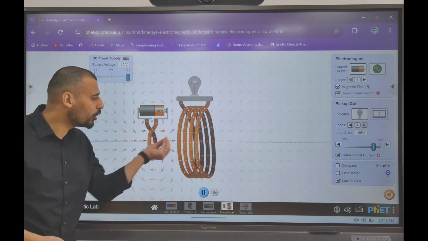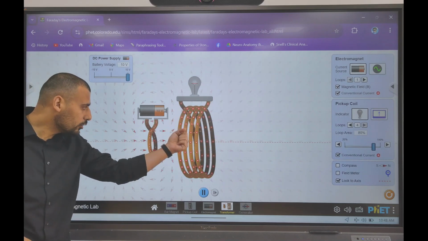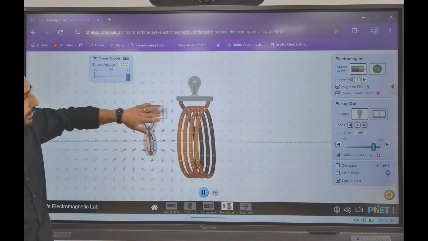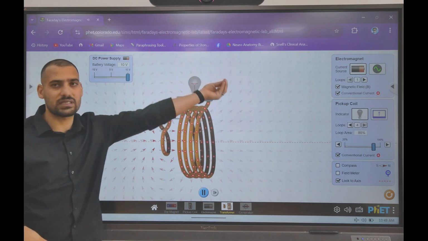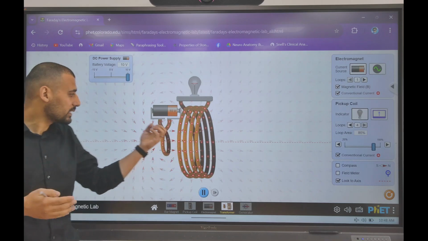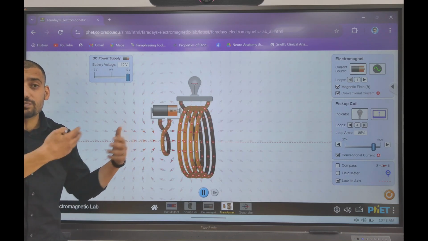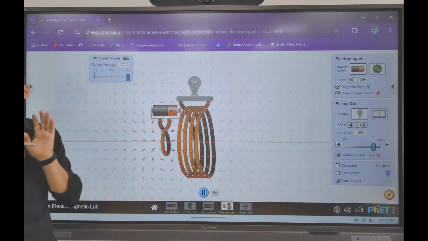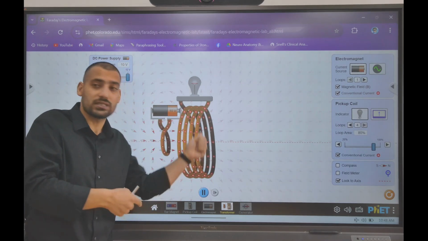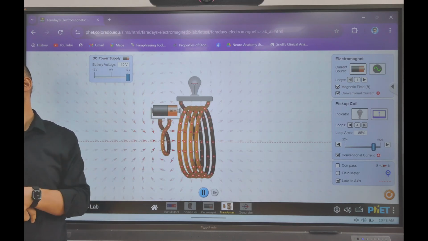They don't like the North Pole approaching, therefore they produce their own north here, south here. And that north will repel the coil coming towards it. Due to which we are seeing this bulb will glow. Whatever is connected with the secondary coil glows. So this coil senses, but this coil produces. This is the primary coil. It produces its magnetic field. The secondary one, it senses the magnetic field. In order to oppose that, it produces its own magnetic field. Now this is the principle of a transformer.